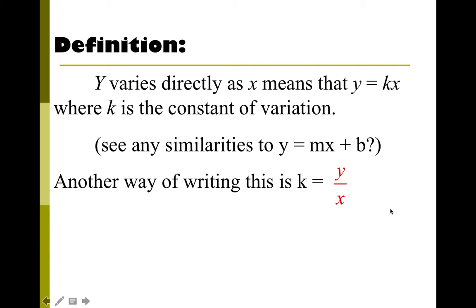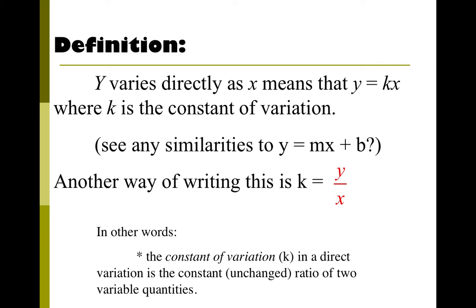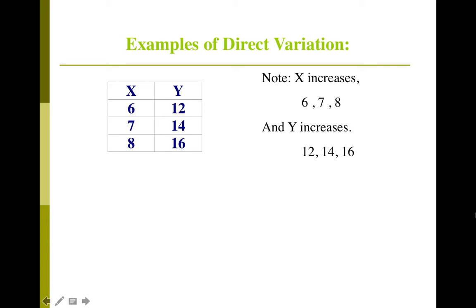Y divided by x is always going to give you the slope on a direct variation since there's no y-intercept. So the constant of variation, k, is the constant ratio of two variables. Wouldn't it be the change in y over change in x, except we can just do y over x. We can do it that simple in a direct variation because it is proportional. It's a direct relationship. The rise over the run is your slope.